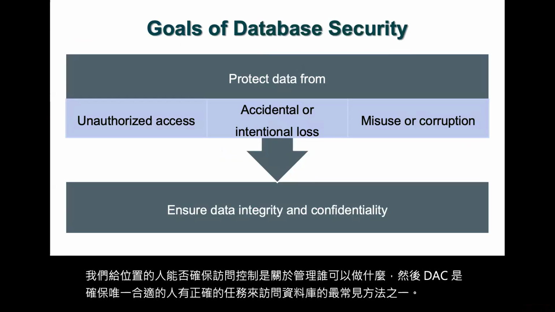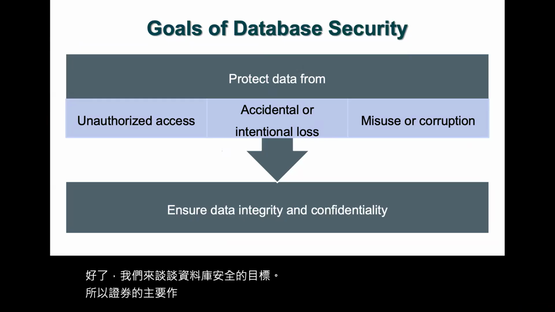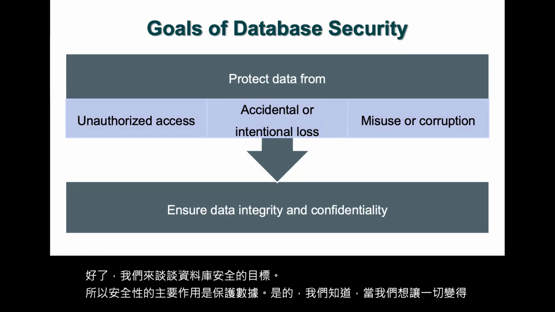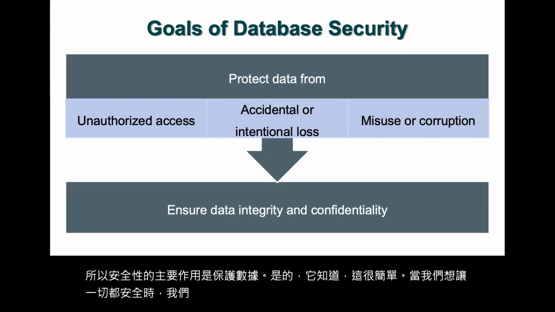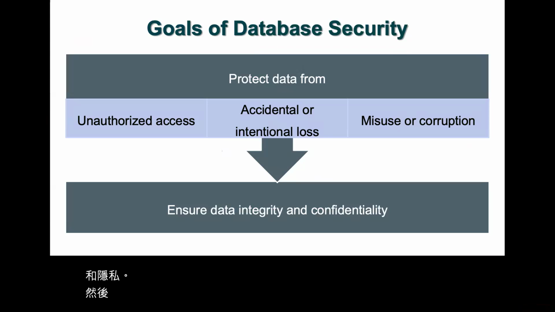All right, let's talk about the goals of database security. The main goal of database security is to protect the data. It's straightforward. When we want to make everything secure, we need to protect the data and make sure that it stays real and stays private.